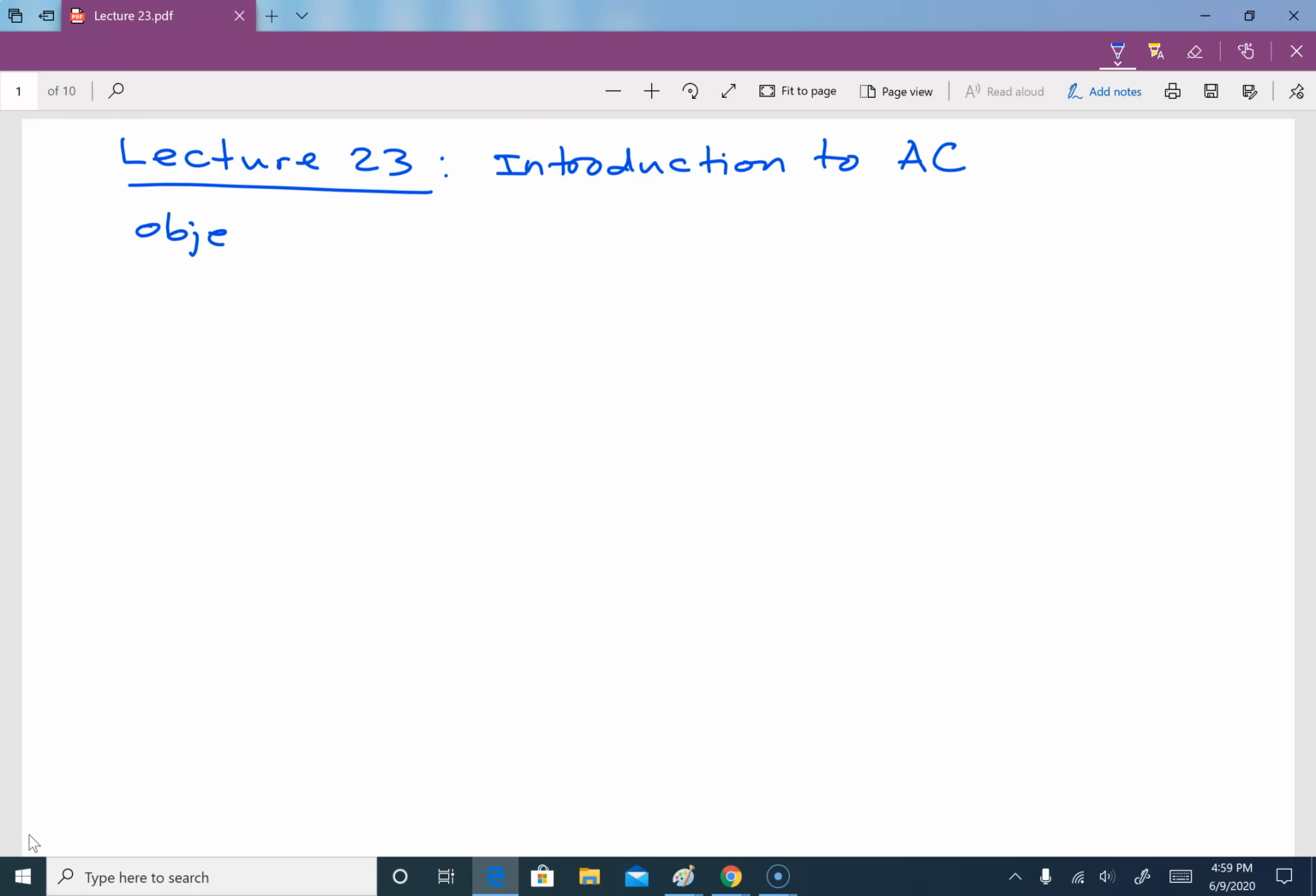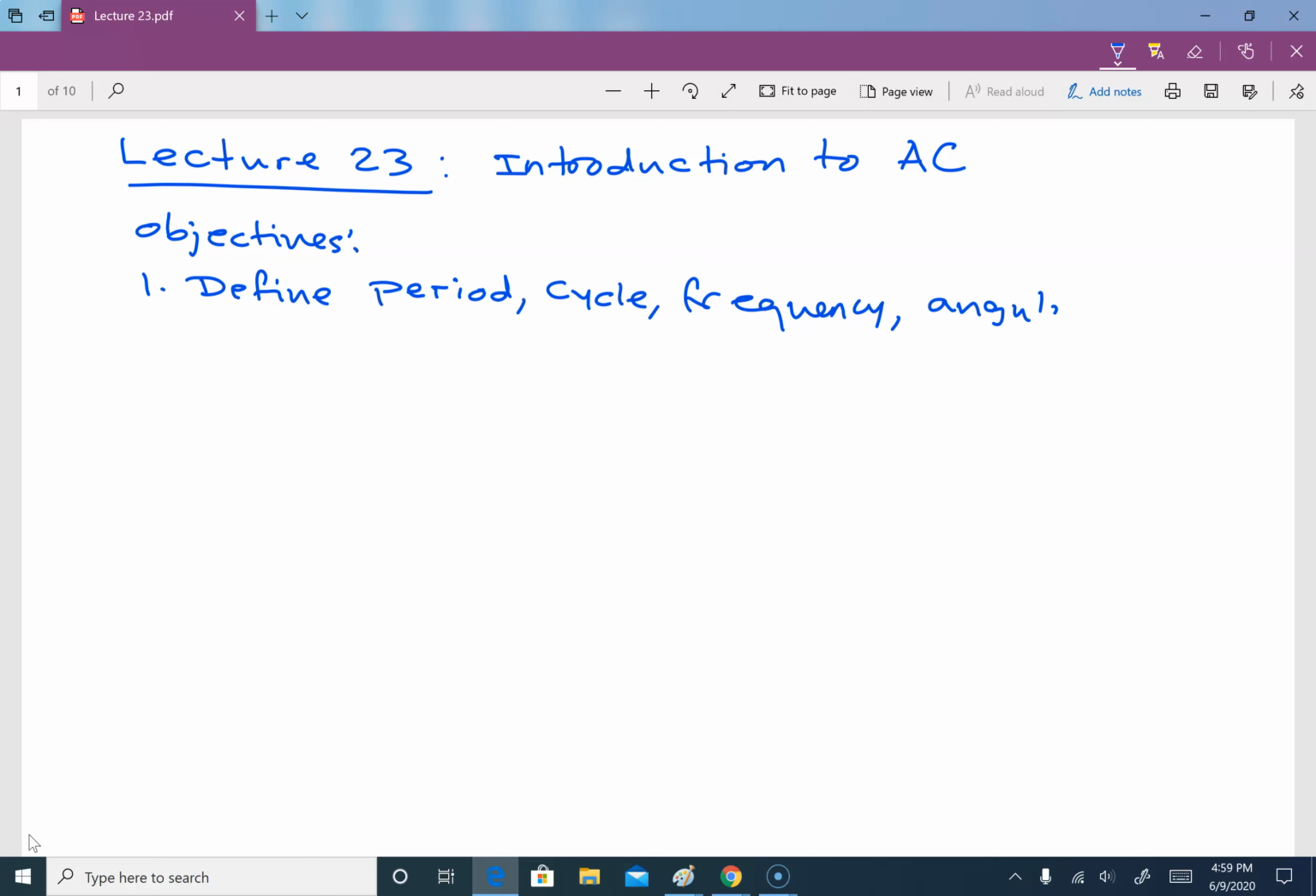The objectives of this lecture: first, that you should be able to define period, cycle, frequency, angular frequency, peak value, and peak to peak value.